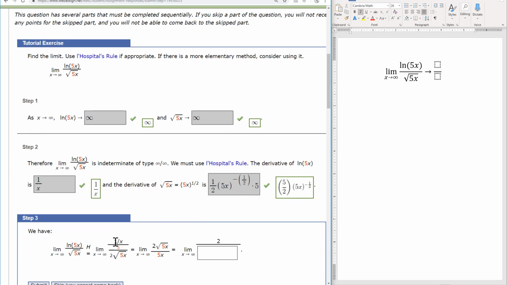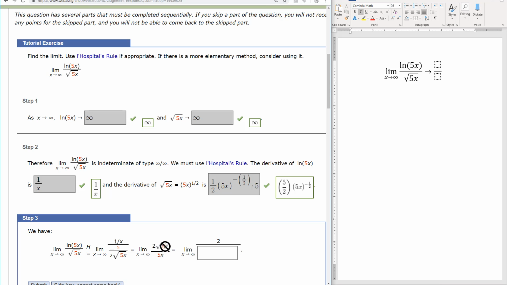We'll put these derivatives up in the numerator. So the derivative of ln 5x is 1 over x. The derivative of the denominator, written in some other way, is 5 divided by 2 times the square root of 5x. And so using some rules, we can just multiply by the reciprocal, and then we're going to get 2 times square root of 5x divided by 5x.